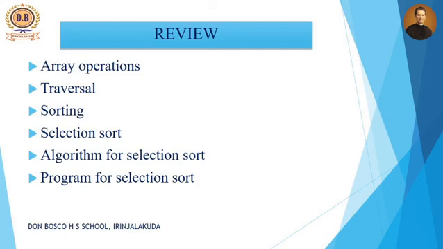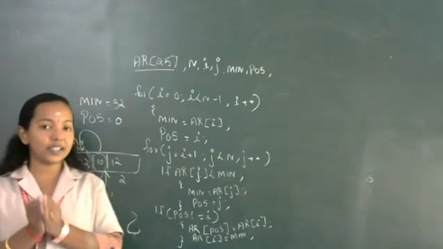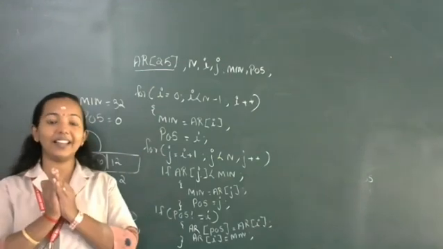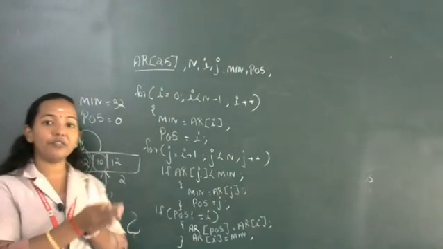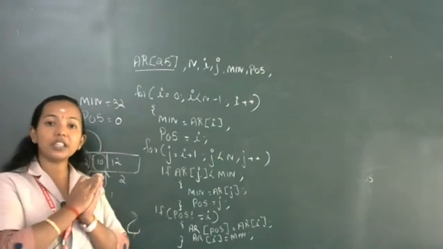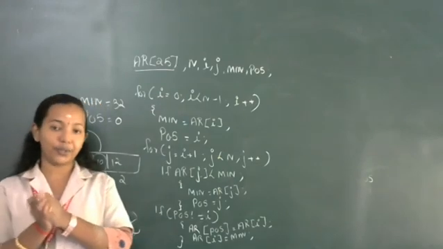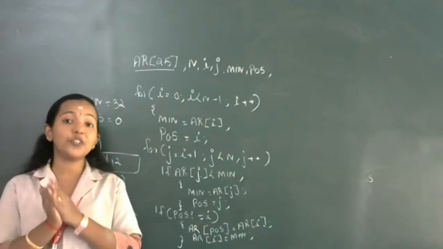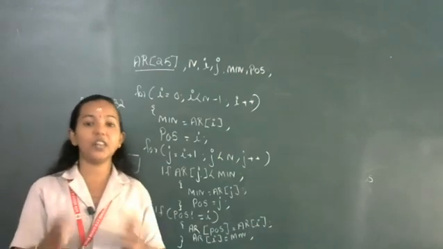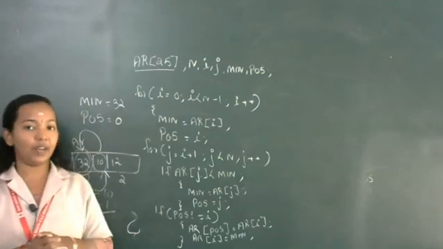In selection sort, first we are assuming the first element as the minimum element, and that minimum element we are comparing with other elements. So after the first pass, if the first element and the value at min are different, then we are interchanging the values.